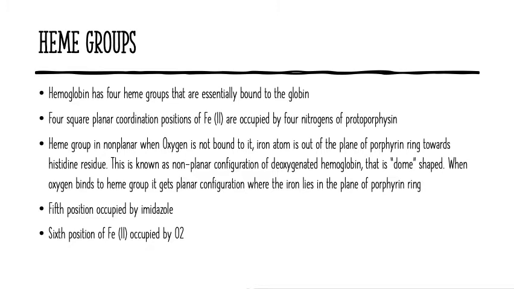When oxygen binds to the heme group, it gets that planar configuration where the iron lies in the plane of the porphyrin ring. Okay, and as far as the 5th position, that one is going to be occupied by imidazole, and the 6th position of Fe is occupied by that O2.